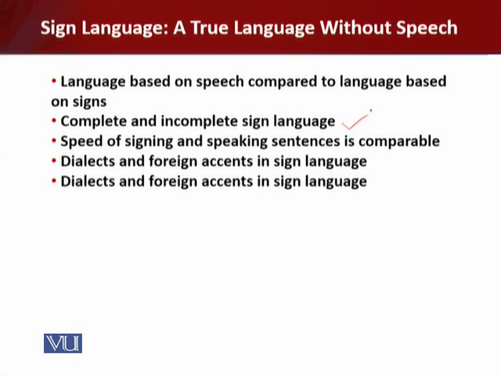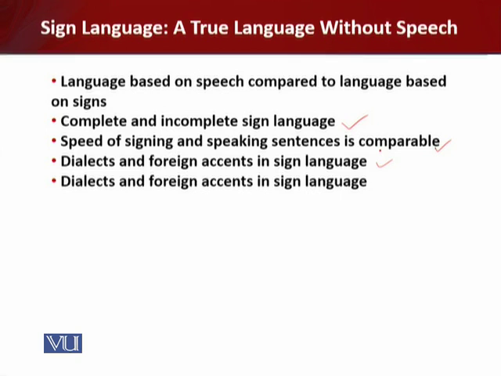Then we have the speed of signing and speaking a sentence. It is comparable. It can be similar. The speed at which a signer produces a sentence is similar to that of a spoken language. It can be very fluent. Not only the speed, but also the meaning that we convey through that speed is understood. Now, in this particular point, we see that there may even be strong dialect differences within a language from region to region within a country.